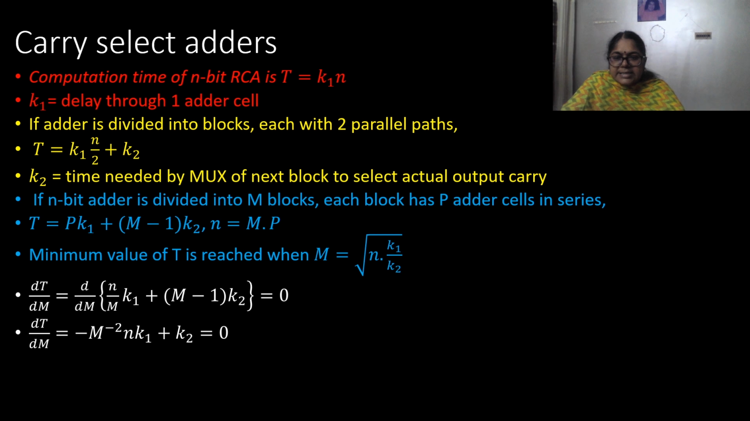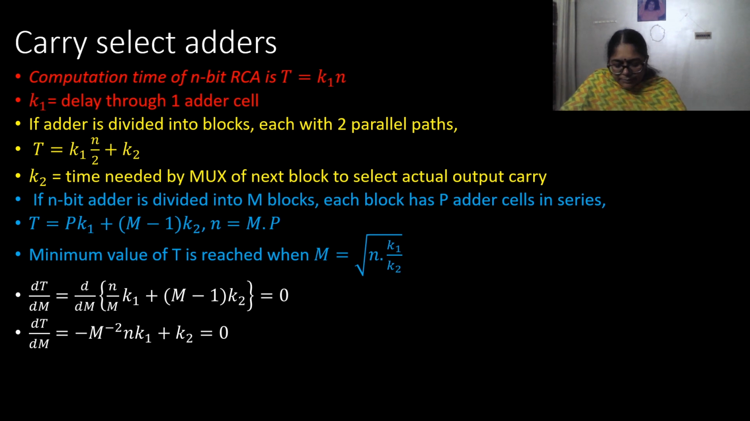In that case, the computation time t is given by p k1 plus m-1 into k2, where n, the number of bits to be added, is given by m into p. One block contains p adder cells, so m blocks contain m into p adder cells, which in turn gives the number of bits to be added. Now, how did we get the value of t here?